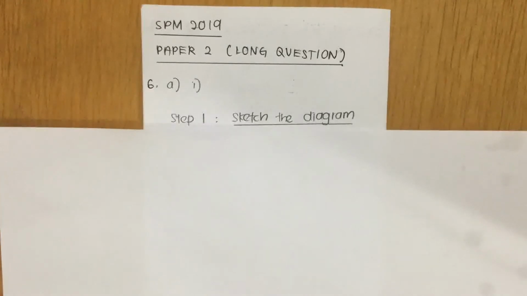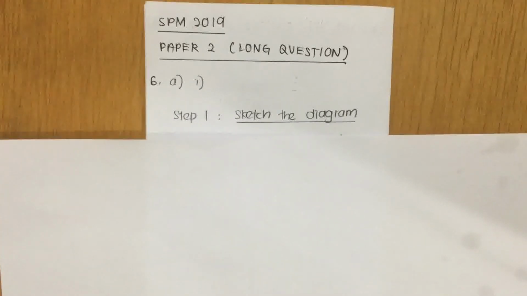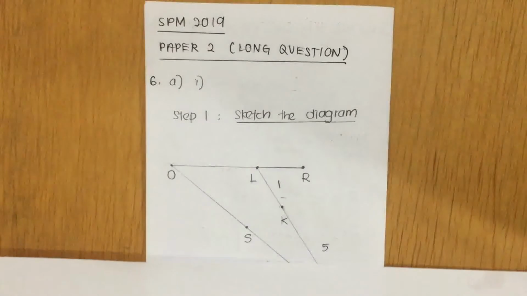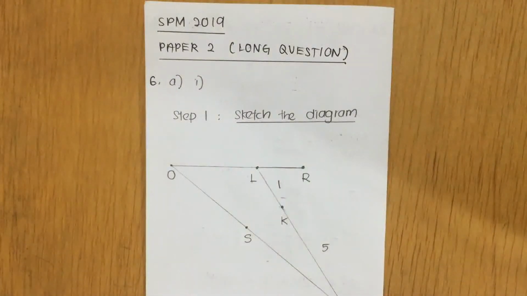For question 6A part 1, the first step I would recommend to the student is you sketch the diagram. This is the very first step you need to do. All those diagrams you convert into the vector form. So this is the diagram which I drew for you.